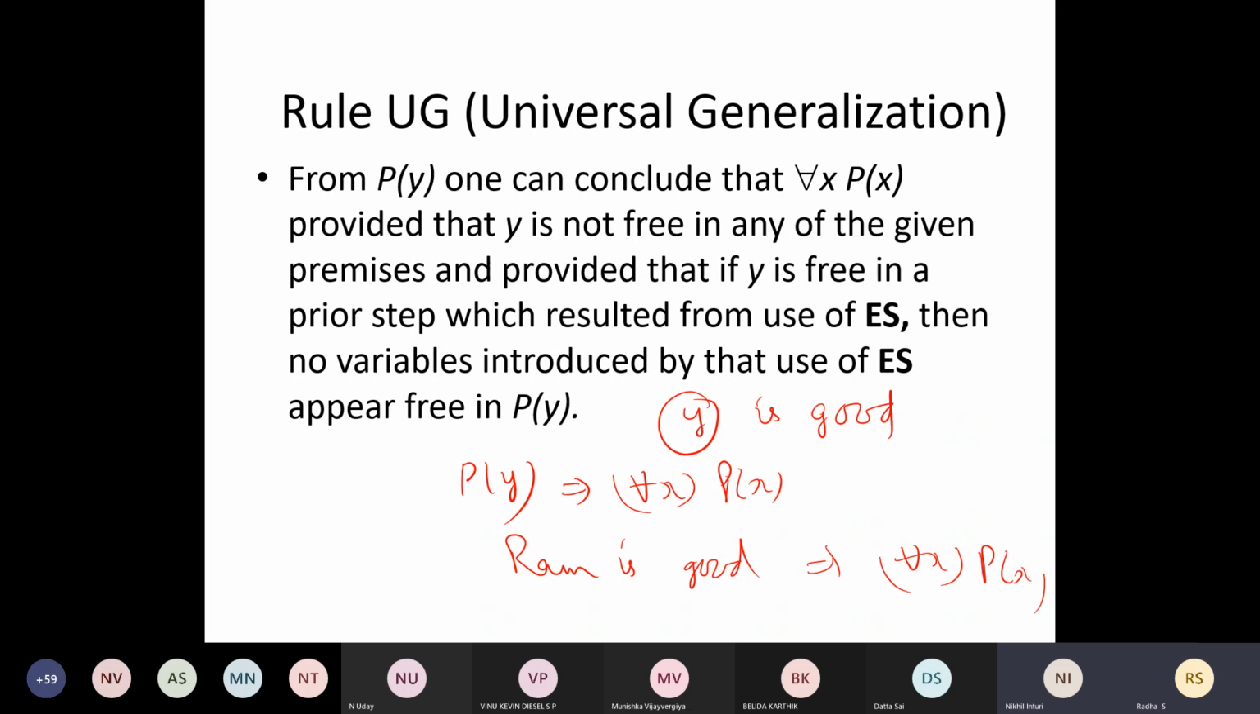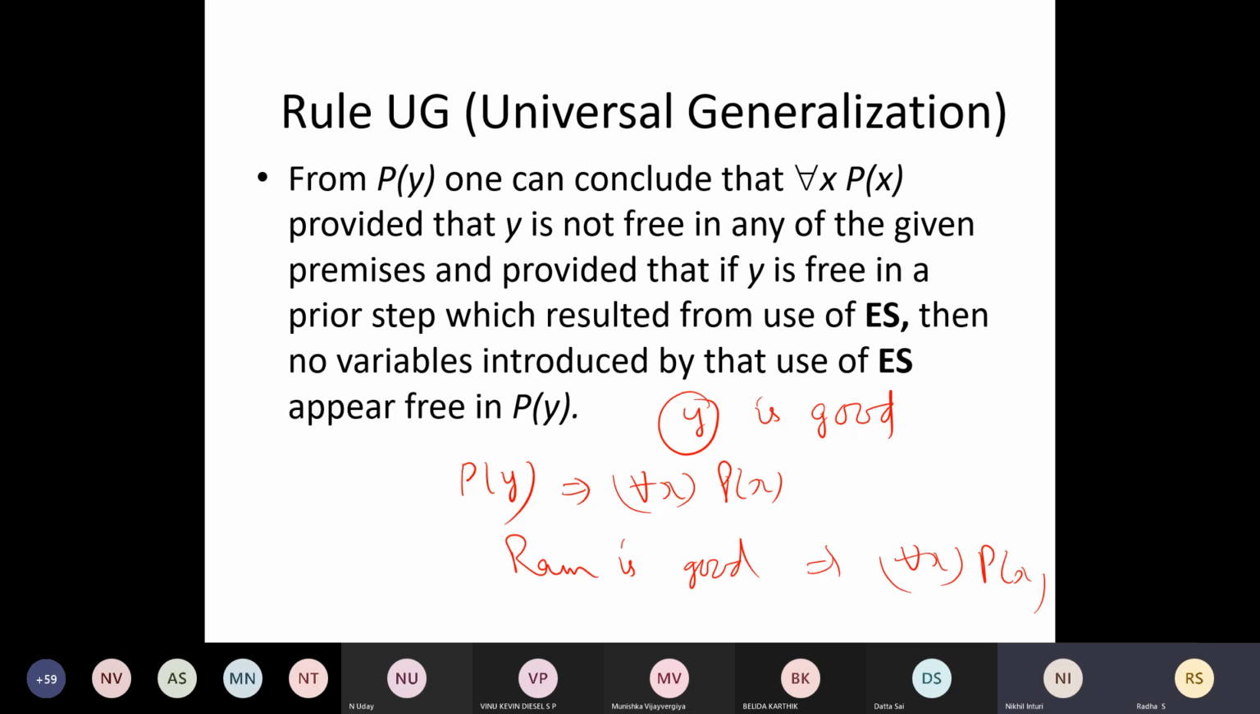That's how mathematical theorems are proved, right? From an arbitrary value, if this is true, then it is true for everything. That way many mathematical theorems are proved. If something is true for an arbitrary value, then it is true for every value. That is universal generalization. Clear?